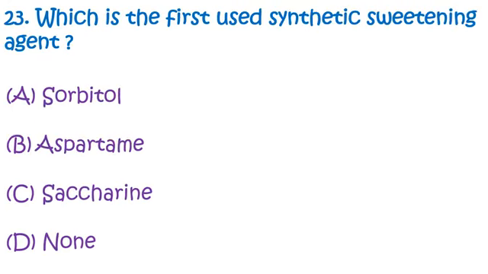Question number 23. Which is the first used synthetic sweetening agent? Options are option A sorbitol, option B aspartame, option C saccharin, option D none. And the correct answer is option C saccharin. Saccharin was first discovered in 1879 and is 200 to 700 times sweeter than sucrose. Aspartame was discovered in 1965, which is 200 times sweeter than sucrose, and sorbitol is 60 times sweet but is not synthetic and is a naturally occurring sugar.